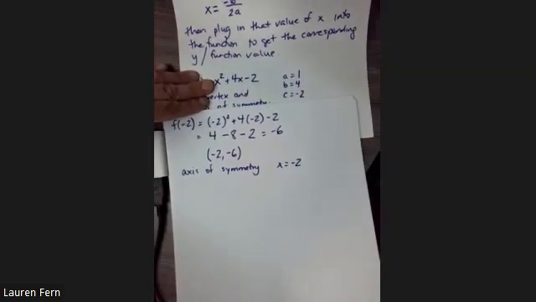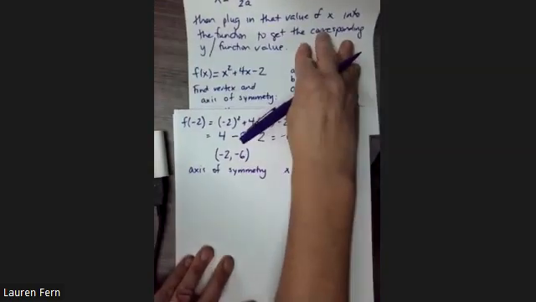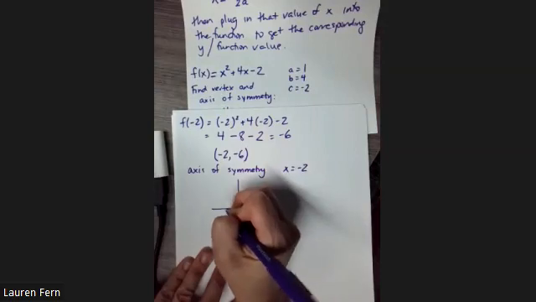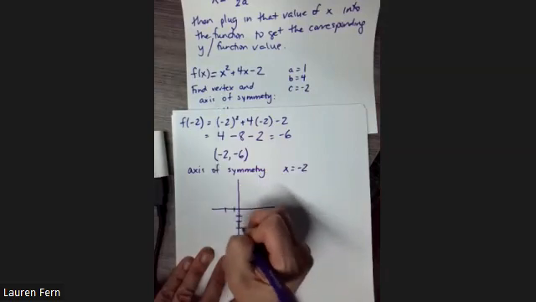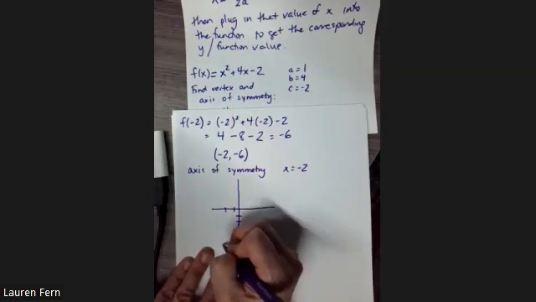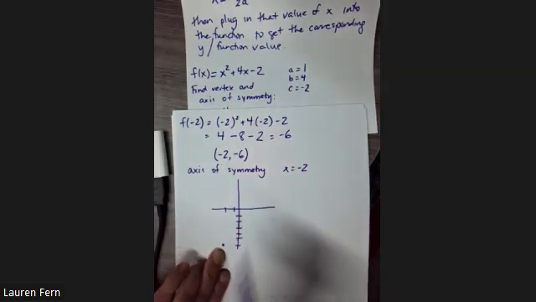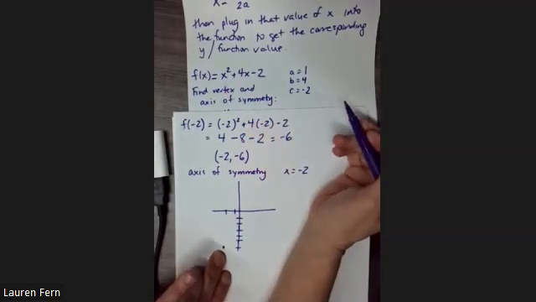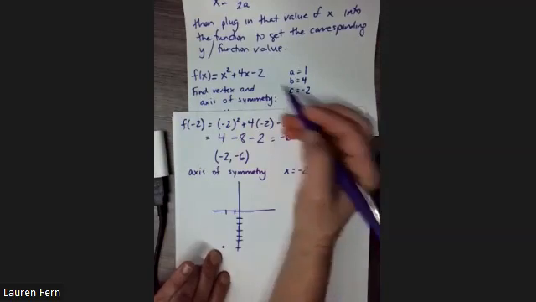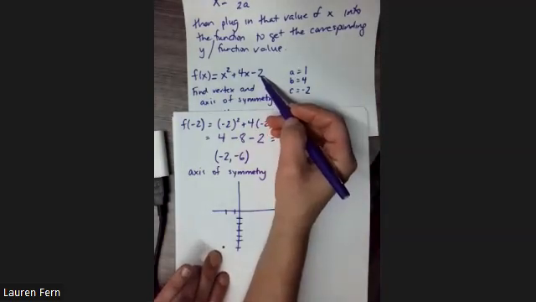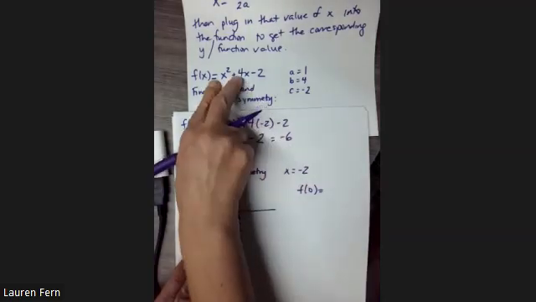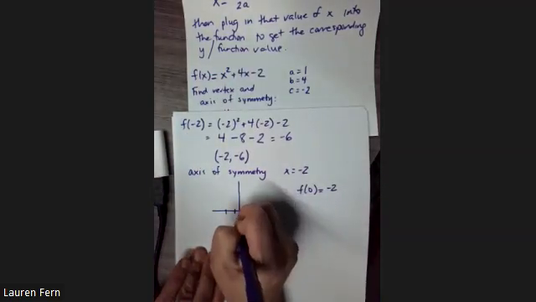Now, we already can even know what this function looks like. First off, I know that (negative 2, negative 6) is my vertex. I know this opens up because my a value is positive. And one other point that's very easy to find when you have it written in this form is your vertical intercept. I can certainly compute f of 0. I just get negative 2.